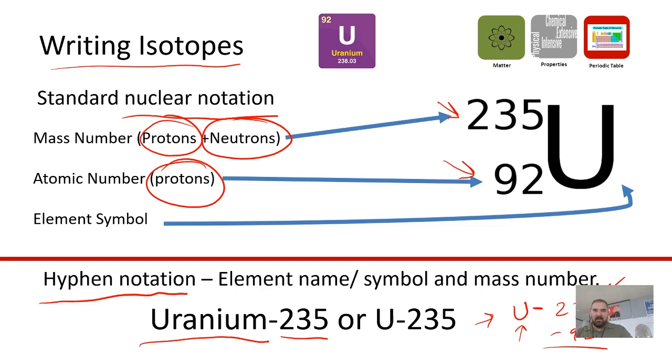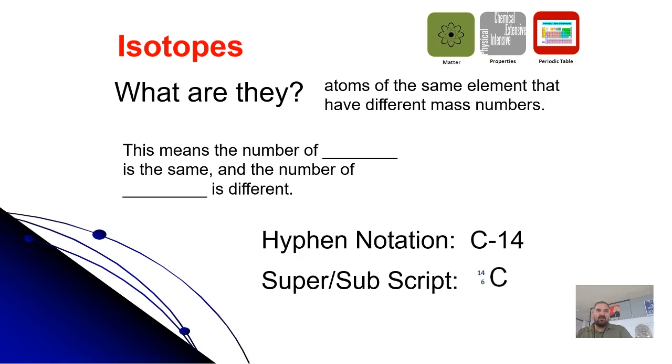All right, let's move on. Next up, we have isotopes. First thing we're going to do is define the word isotope. Isotopes are atoms of the same element that have different mass numbers. Go ahead and write that down, and then we'll discuss. All right, let's look over here. Atoms of the same element. If they're the same element, what's the one thing we know they have in common?